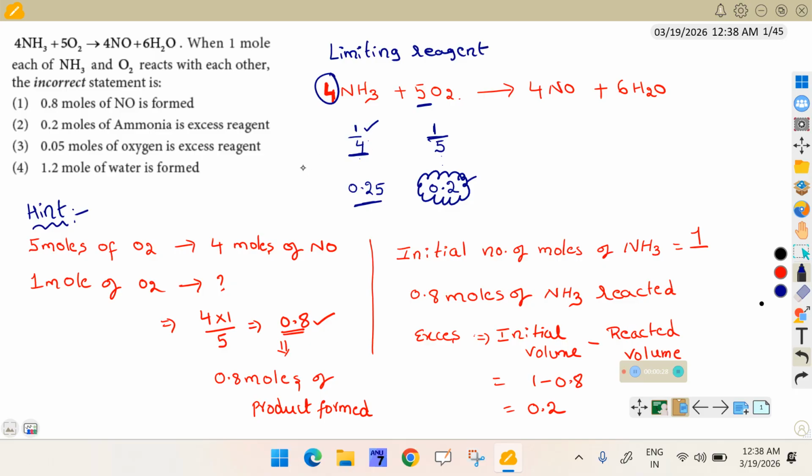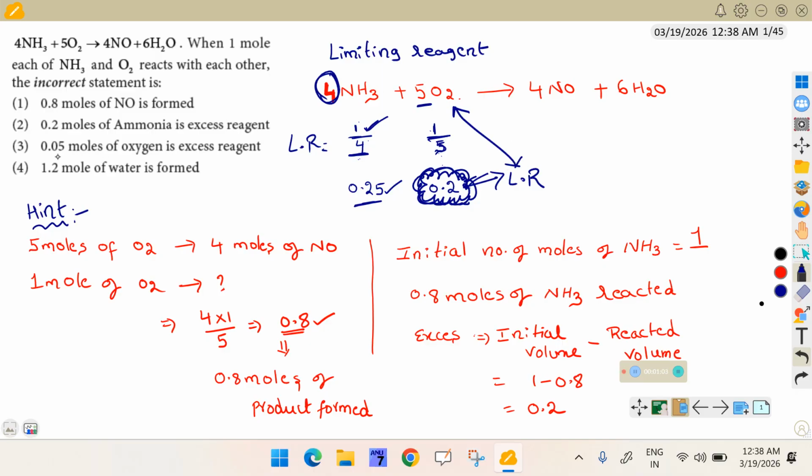How to find out the limiting reagent? Simple. Given number of moles divided by stoichiometric coefficient. 1 by 4 value is 0.25, 1 by 5 value is 0.2. Which is the smaller value? 0.2 is the smaller value. So this is the limiting reagent. So O2 is considered as the limiting reagent.